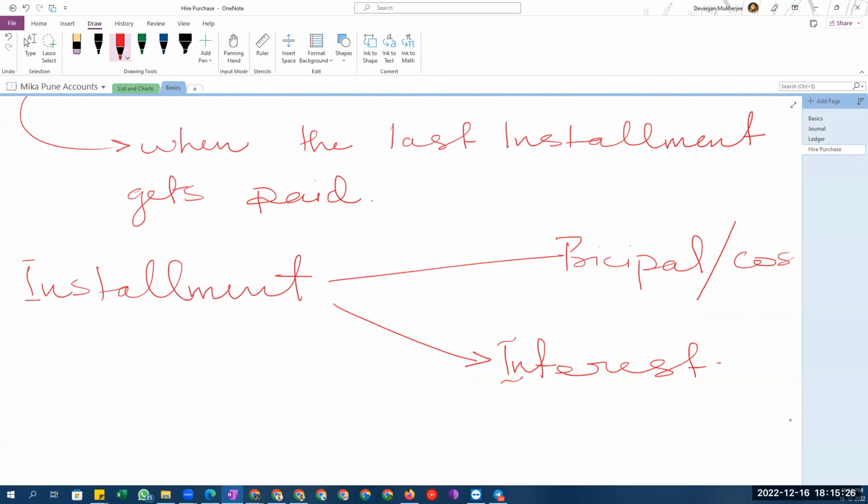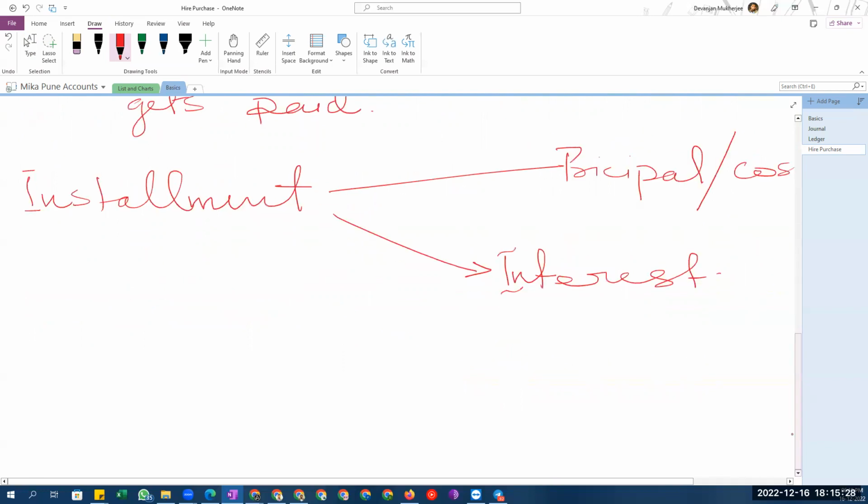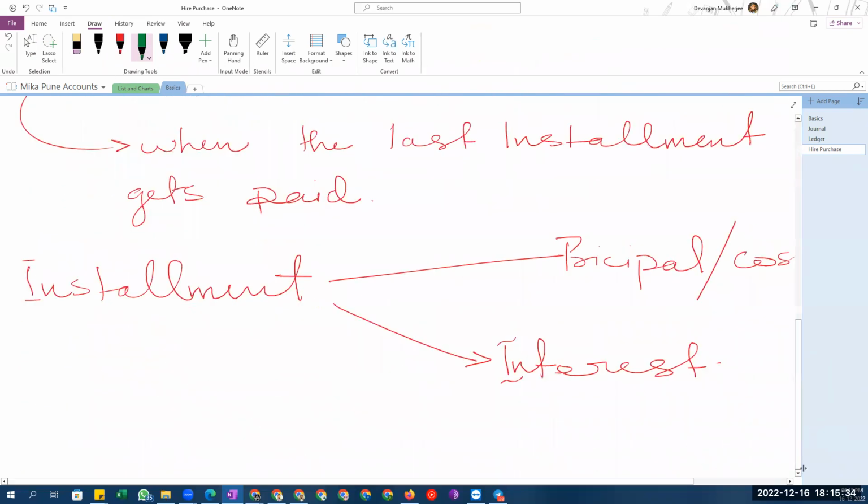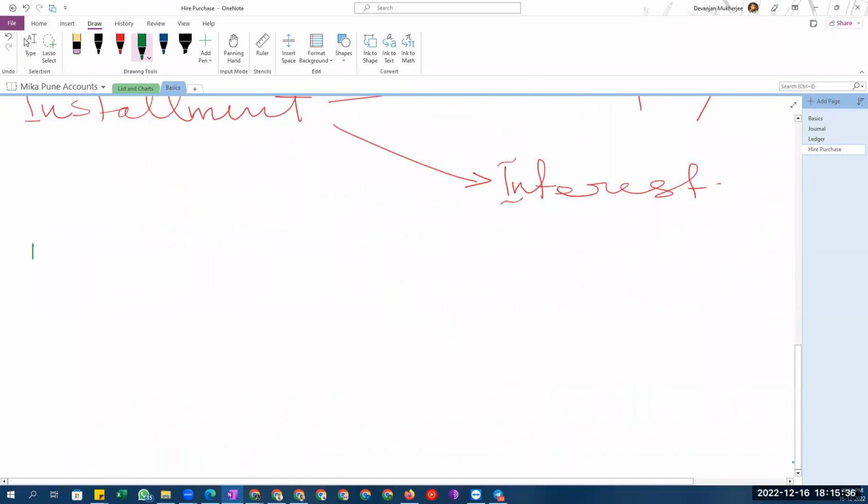One more thing that we need to remember. Furthermore, there is a point related to this: the asset can be repossessed. A repossession.